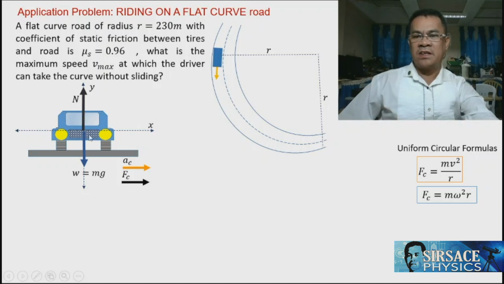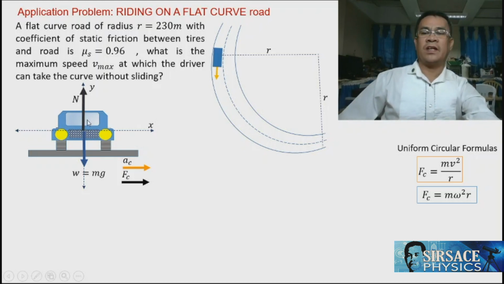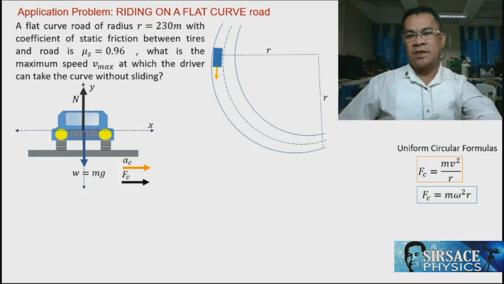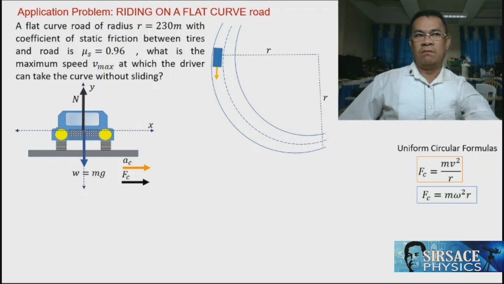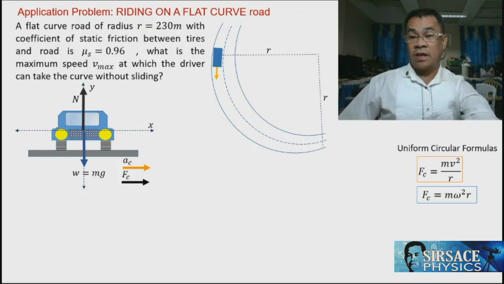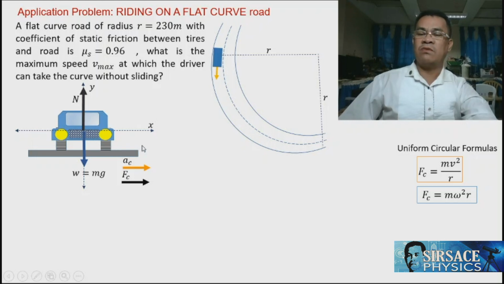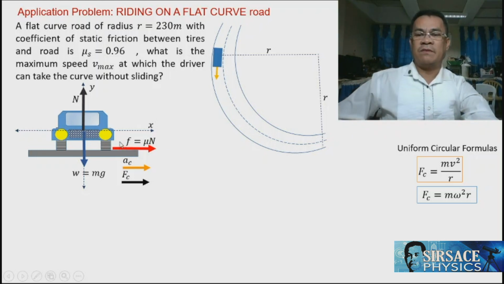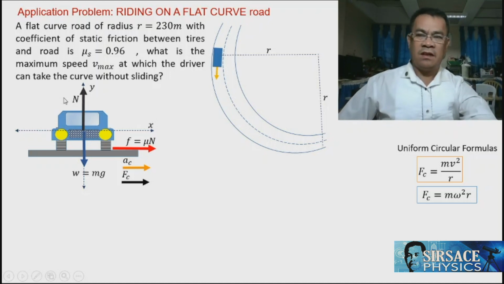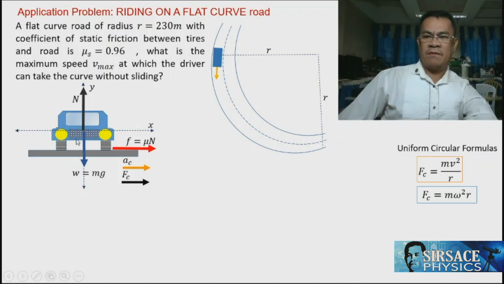So again, where is the direction of friction? What is friction? Friction is an opposing force. It is in the opposite direction of the movement. The tendency of this car is to move away, and away means negative x. So friction must be in the opposite direction, in the direction of the positive x-axis. So be careful of the direction of your friction. Now take note, friction is mu times the normal force. The normal force is the force in the contact.